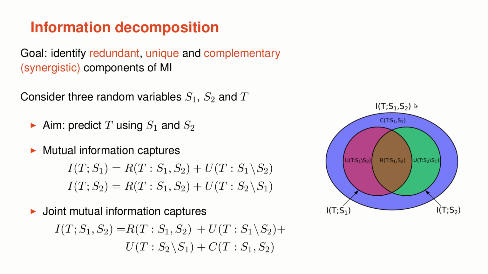Using the diagram, we can see that we consider the mutual information from each individual source to the target being composed of a redundant component, information that we could get from either source about the target, plus a unique component from each source that the other source does not provide. Once we put the sources together, we also get a synergistic or complementary information piece from both sources that we couldn't get from either source alone.